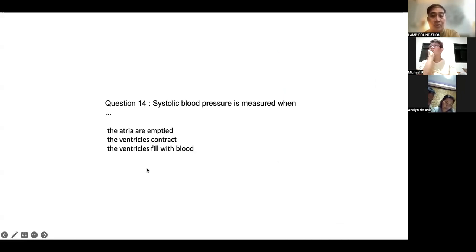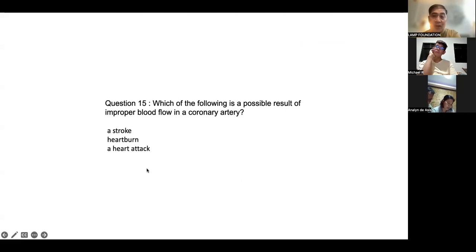Systolic blood pressure is measured when? When the ventricles contract. Which of the following is a possible result of improper blood flow in a coronary artery? A heart attack.